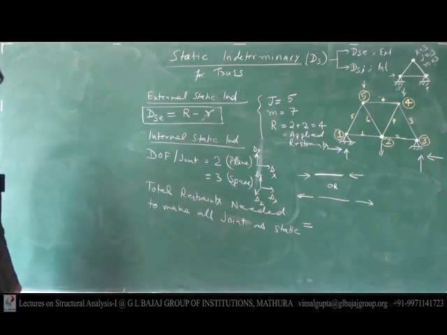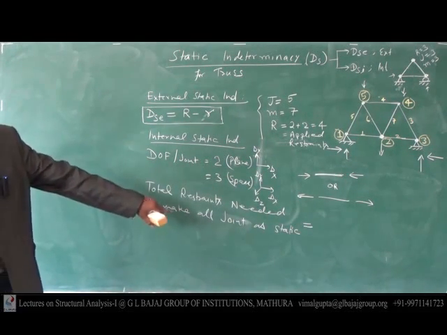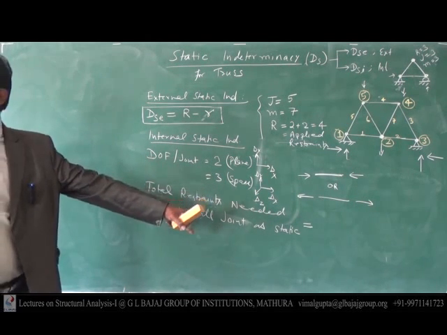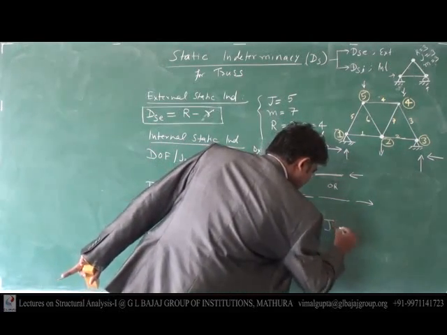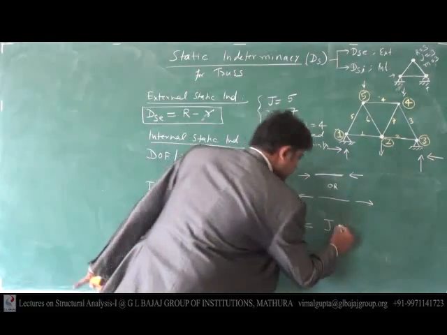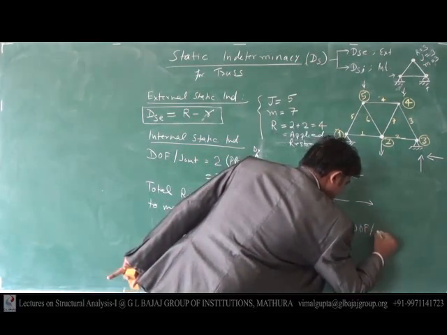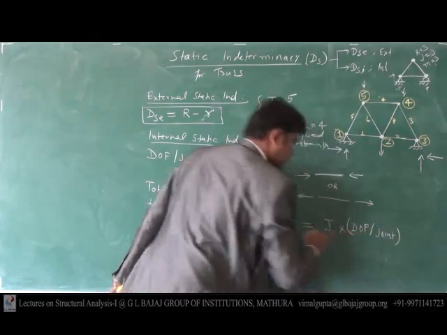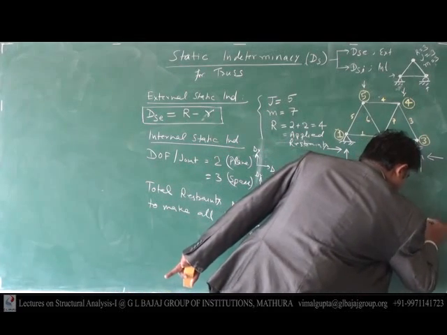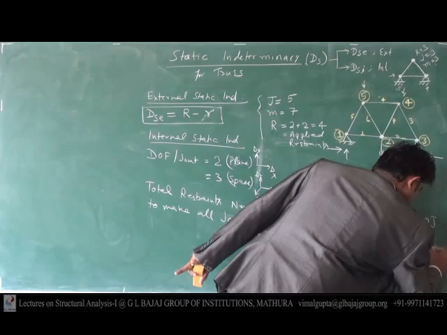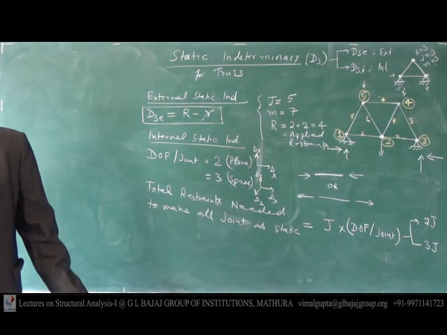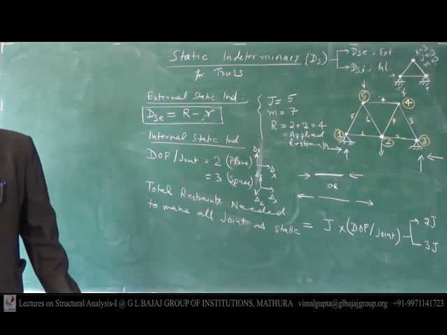How many restraints needed to make all joints static? कितना होगा? How much? It will be number of joints multiplied by degree of freedom per joint. It will be 2J, it will be 3J. It can be 2J, it can be 3J. Got everybody? Total number of restraints needed.